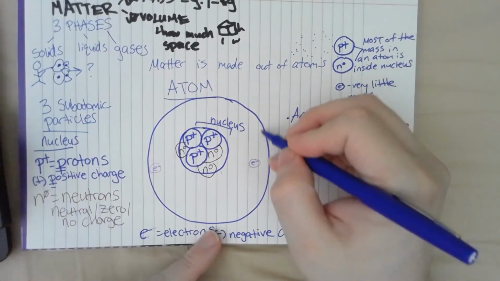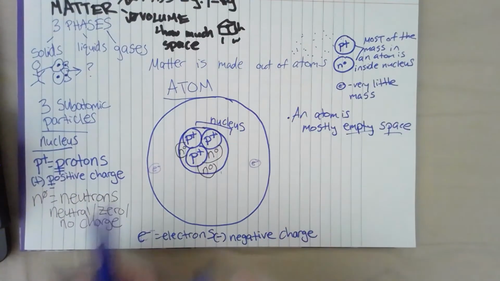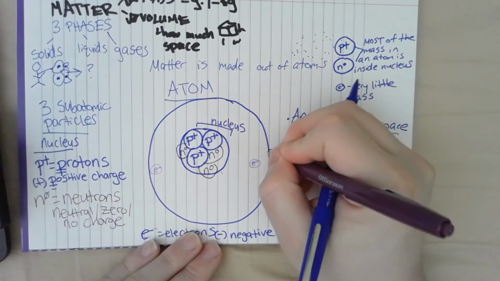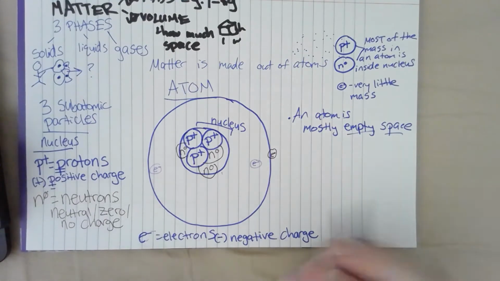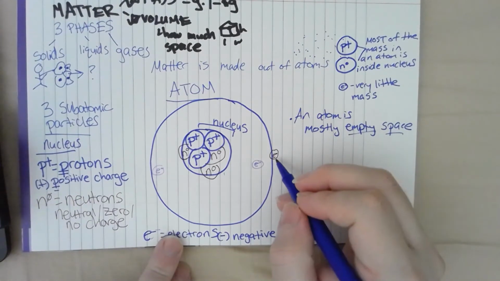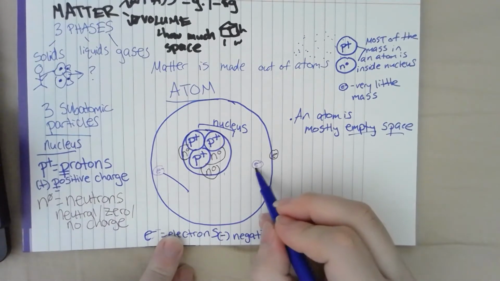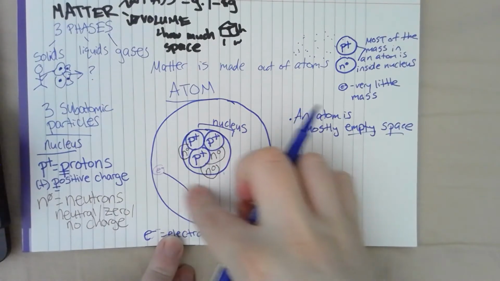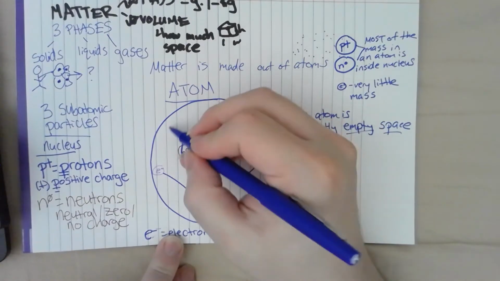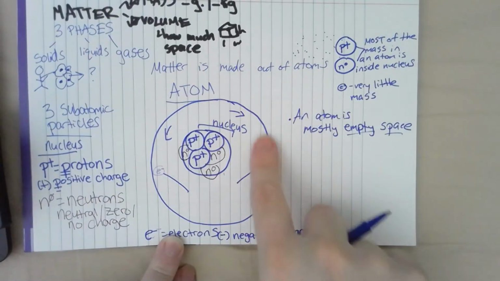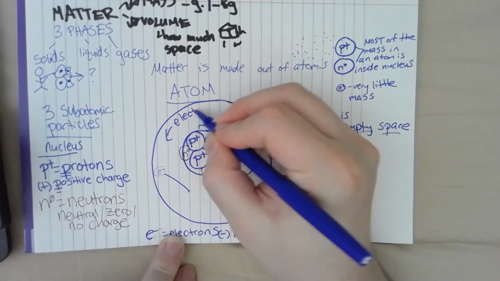Alright, let's go outside, a little further away from the nucleus. And I'm going to draw just one more electron. This electron is special from these electrons. These electrons are inside the electron cloud. We call this whole space outside the nucleus the electron cloud.